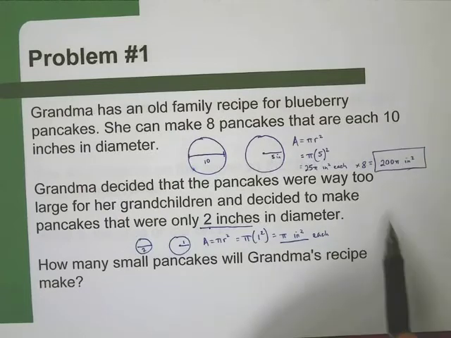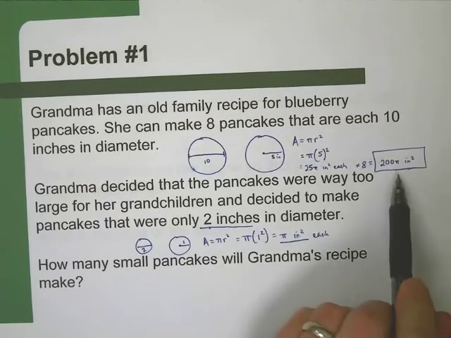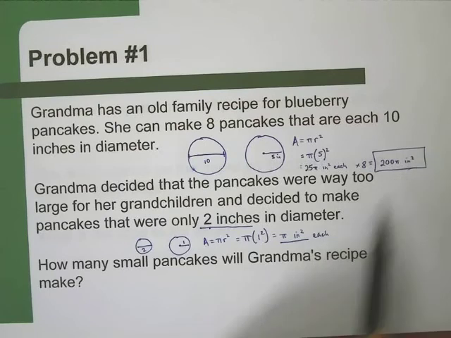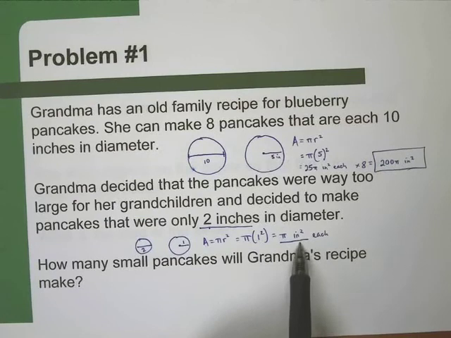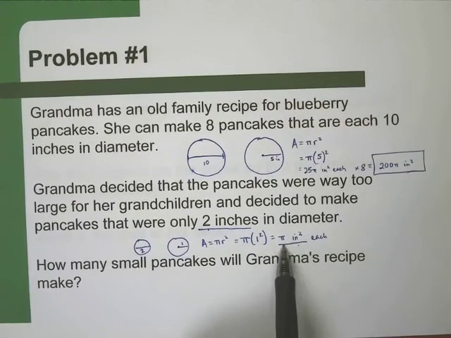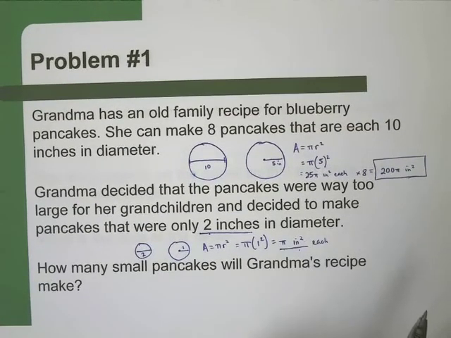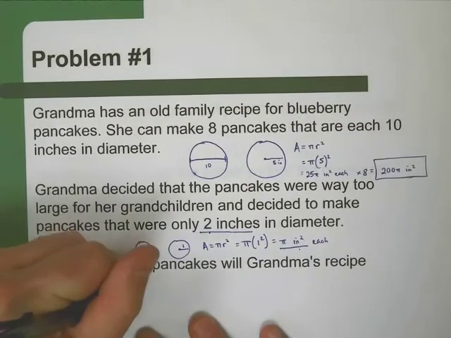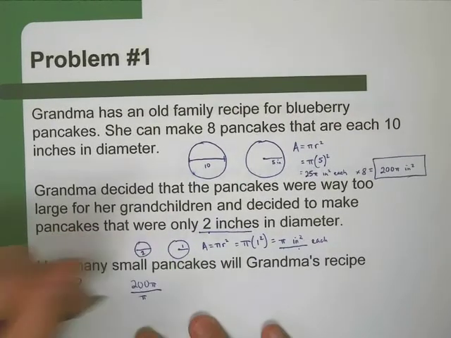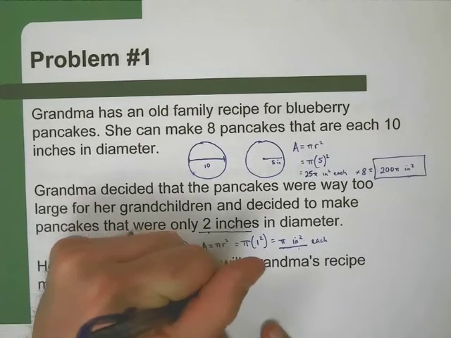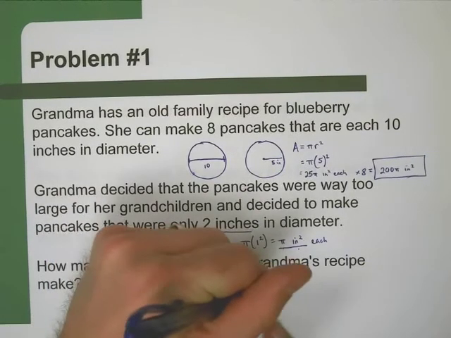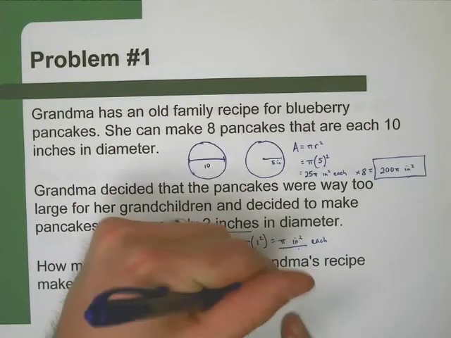Well, Grandma's recipe will make 200 pi square inches. Kind of looks like, you know what? I can make 200 small pancakes, can't I? 200 times pi would give me 200 pi. Or what I can do is take 200 pi, divide the big by the little, and I see that the pi's go away. I can make 200 small pancakes using Grandma's recipe.